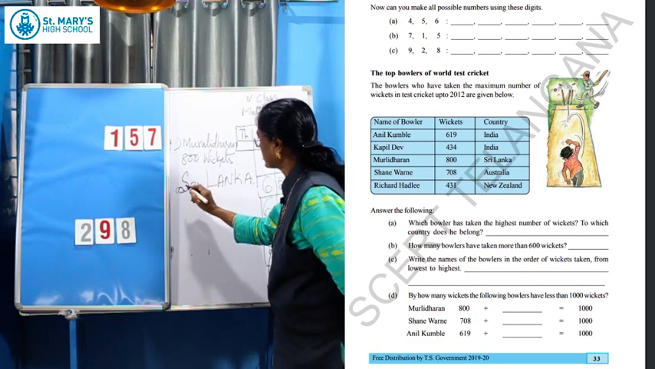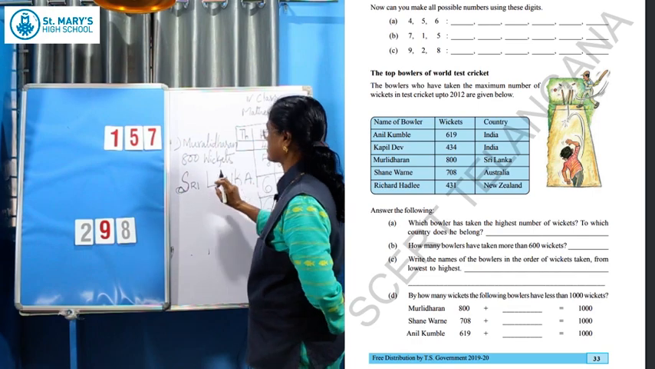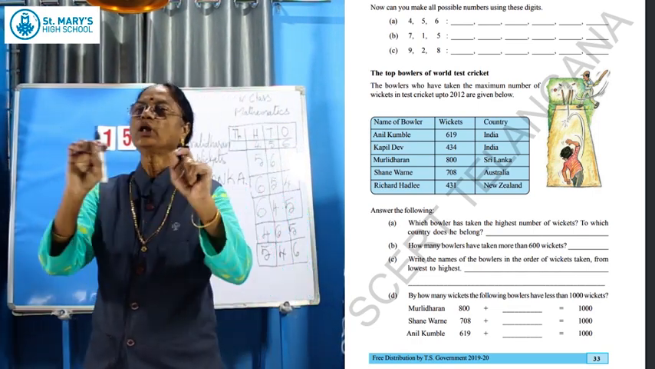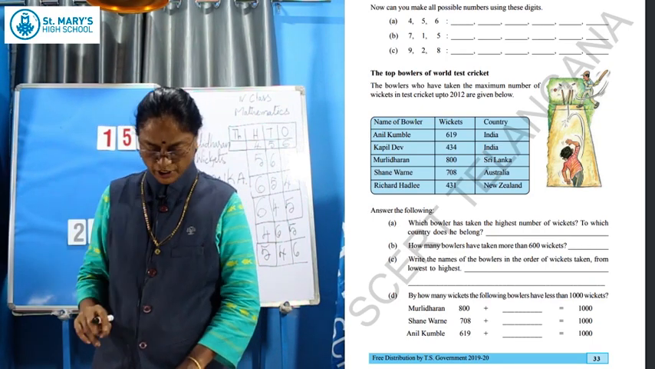You must write he belongs to. Okay? You should write in a sentence. I am just giving you keyword. It is better you write full answer in a statement. Right? Then second question you see children.